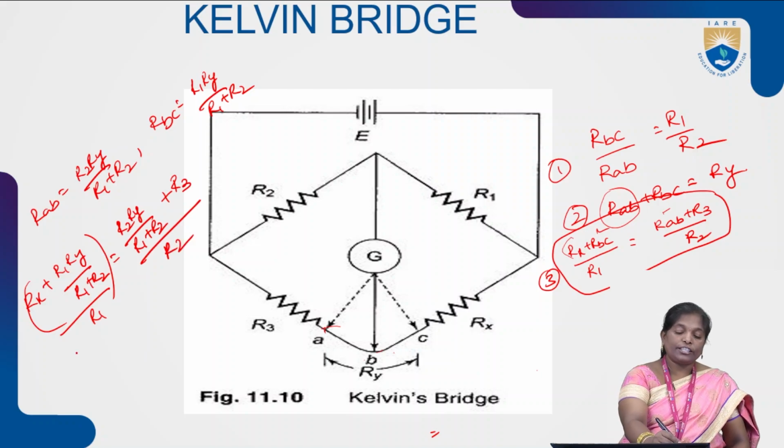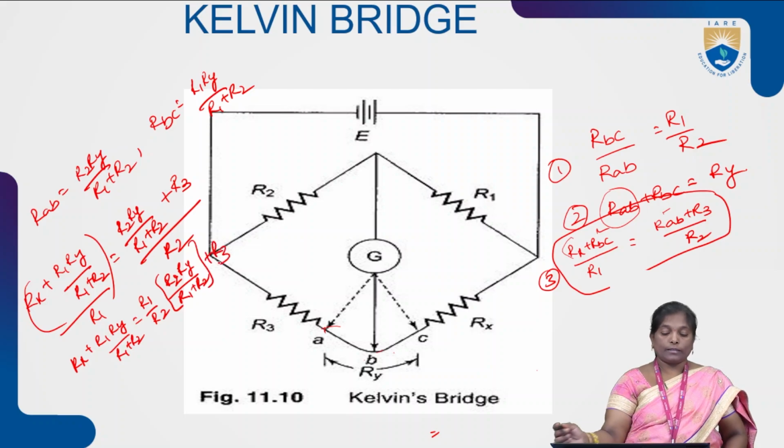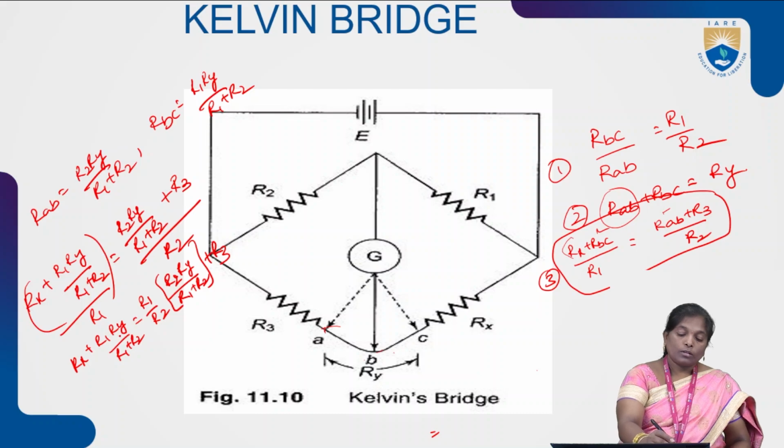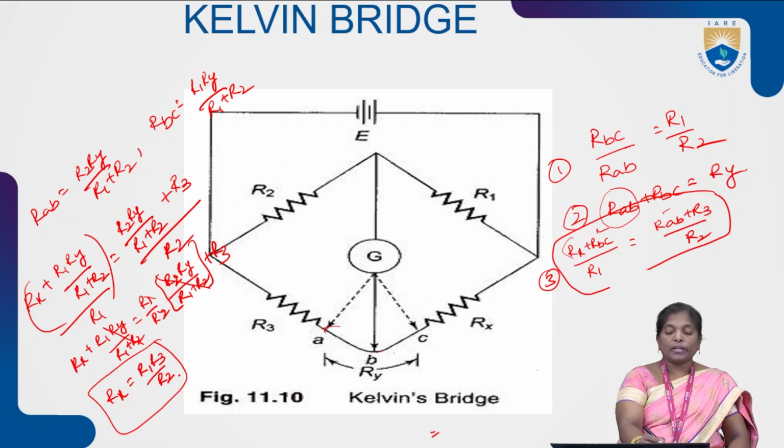The same equation can be rewritten as Rx plus R1 RY by (R1 plus R2) equal to, by taking this R1 onto the right-hand side, R1 by R2 into (R2 RY by (R1 plus R2) plus R3). Now, the expression and this one will be cancelled, and finally Rx equal to R1 R3 by R2. The unknown resistance Rx can be obtained as R1 into R3 by R2.